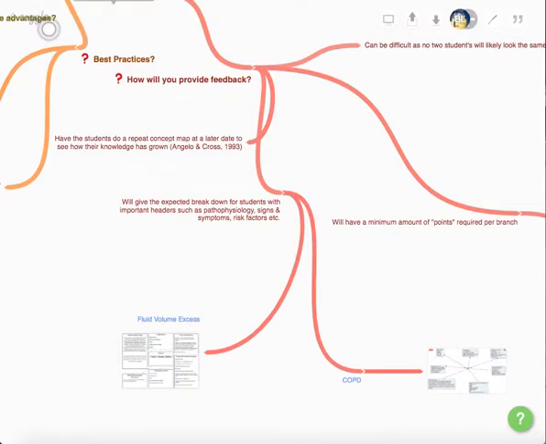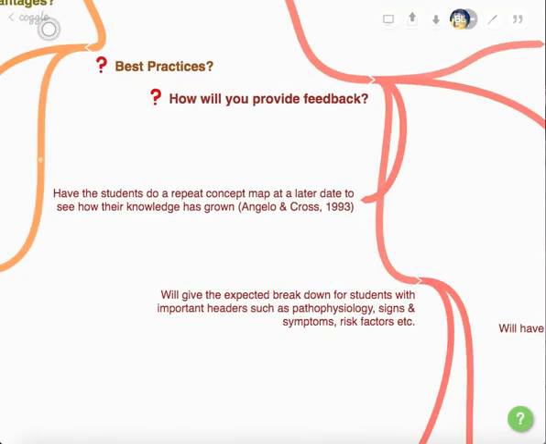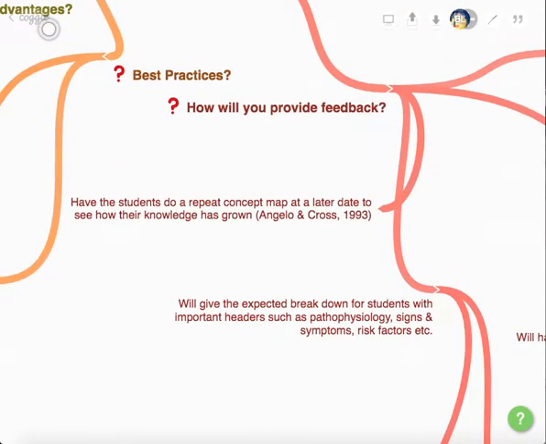Another way to conduct feedback for students is to have the students repeat the concept map at a later date and have them compare it to their first one to show the level of knowledge that has been gained. This can also be used as a self-assessment process.